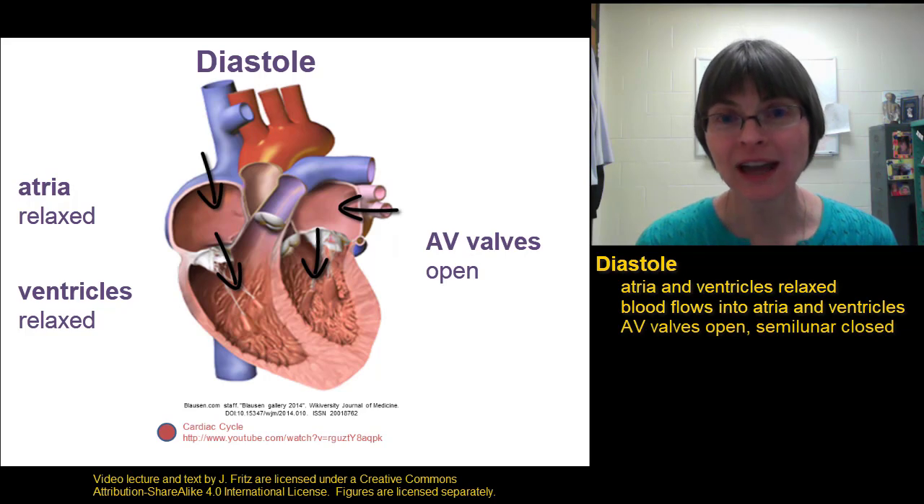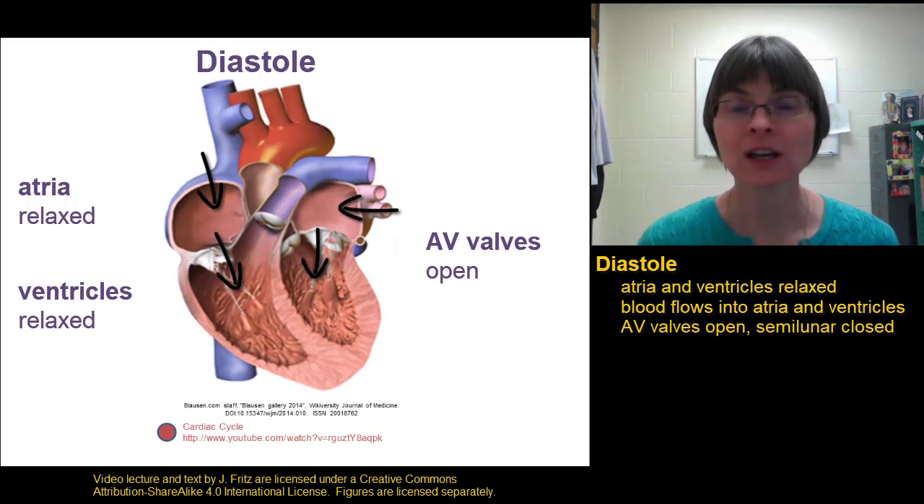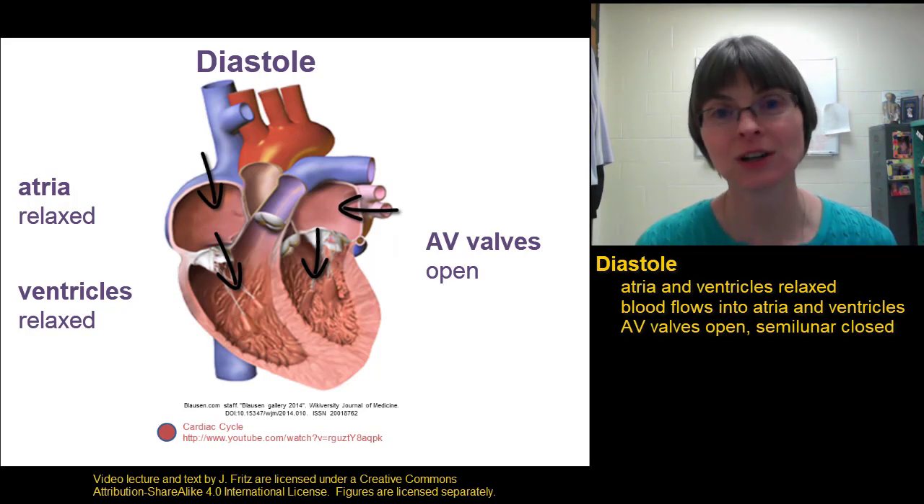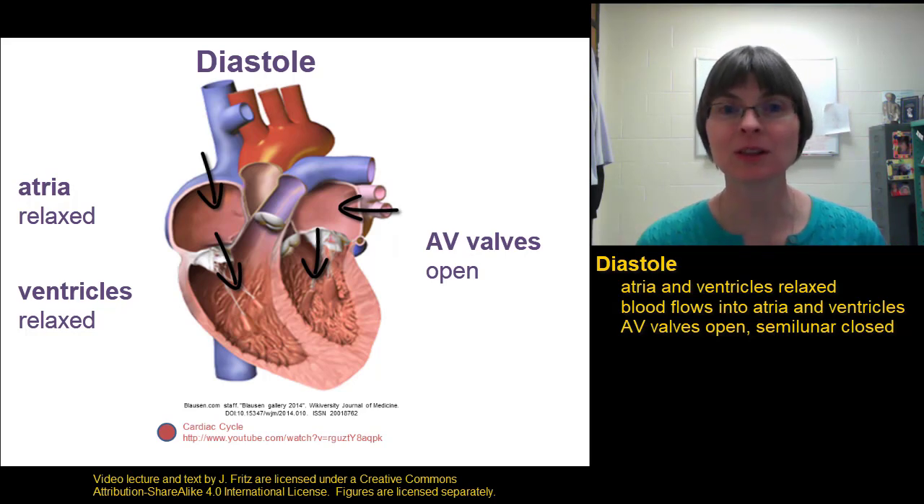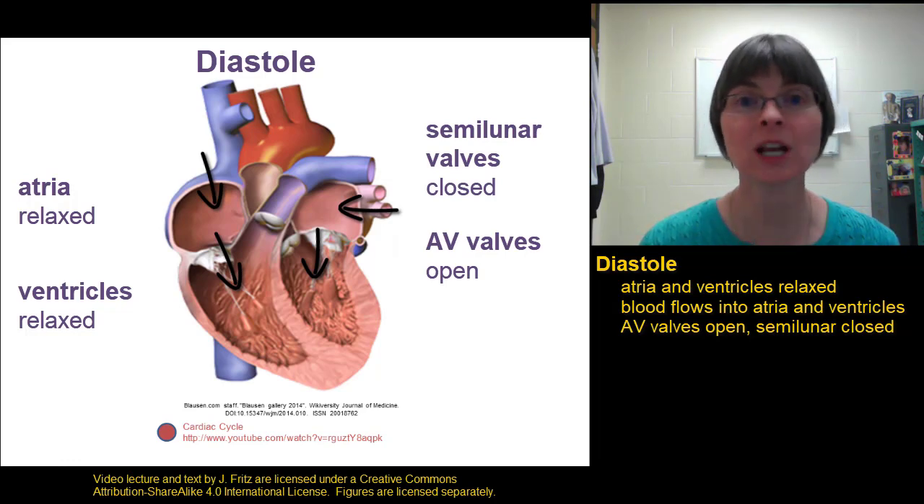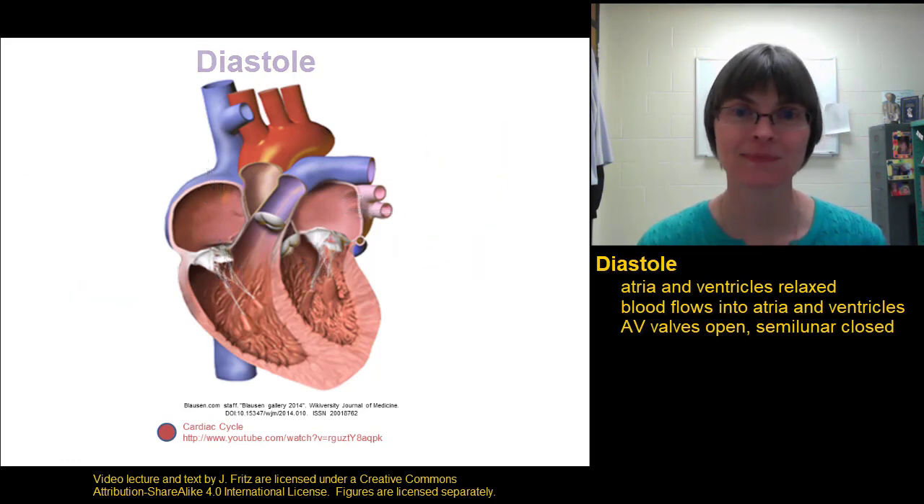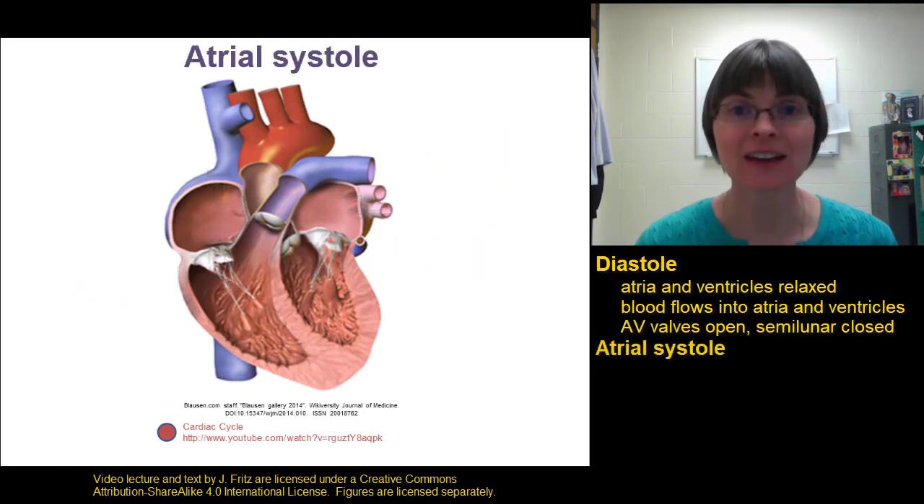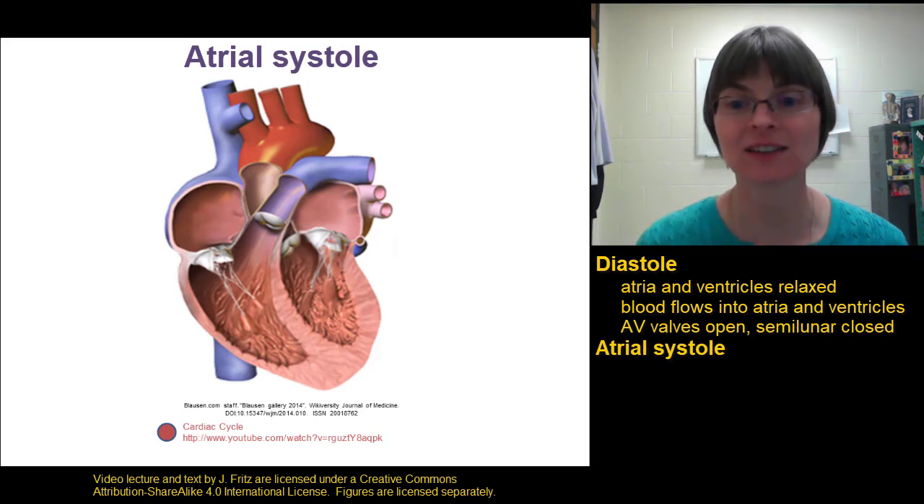Open. During diastole, the AV valves are open to allow the blood to flow through the atria directly into the ventricles. During diastole, the semilunar valves are closed. This is important to keep the blood that's already been pushed into the arteries from flowing back into the ventricles. At the end of diastole, we move into atrial systole, the second phase of the cardiac cycle.